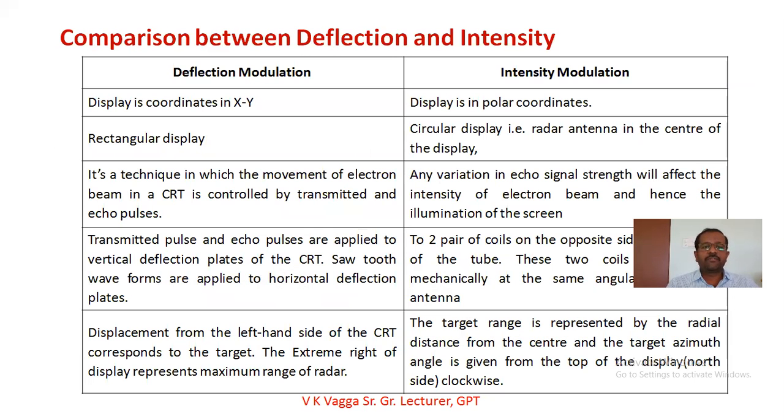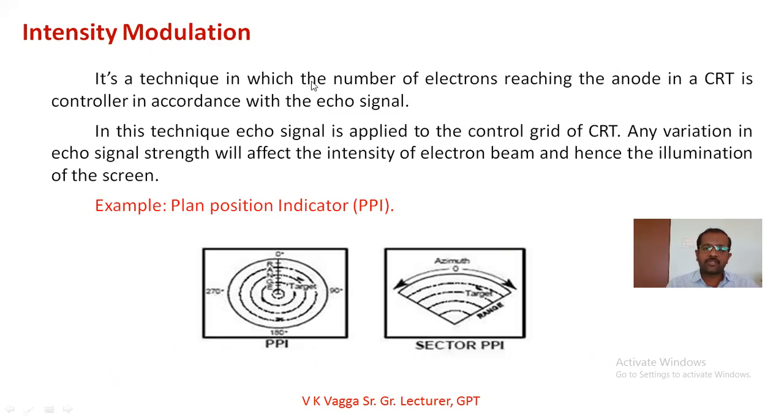And after that, if you take the differences from deflection modulation, an example for intensity modulation is the plane position indicator. It is the PPI. If you want an example, take the laser light display system. According to the structure, it can display on the screen there. It is nothing but the plane position indicator. According to the position, it can display on the screen, and it is going to vary the intensity accordingly. This is about the intensity modulation.